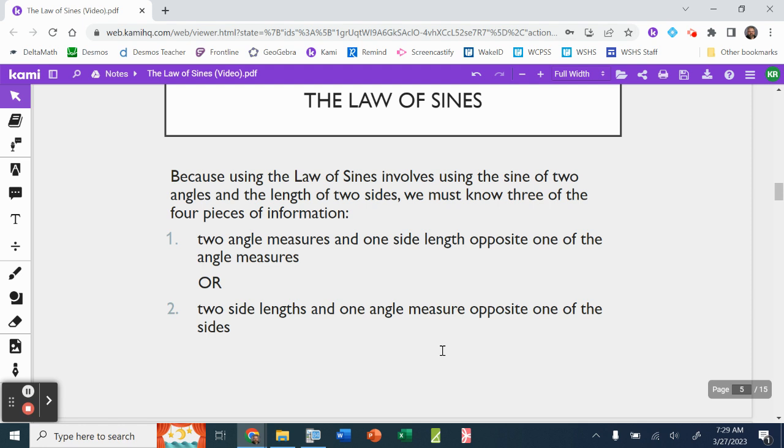So what this sets up is 4 types or cases, if you will, of triangles in which the law of sines will work. We're going to find later that there are some triangles where the law of sines will not work because we don't have the necessary information. And we'll see what to do in a later lesson for that.